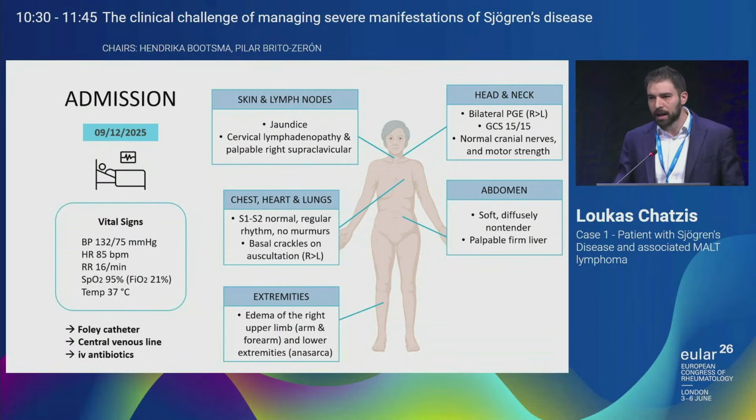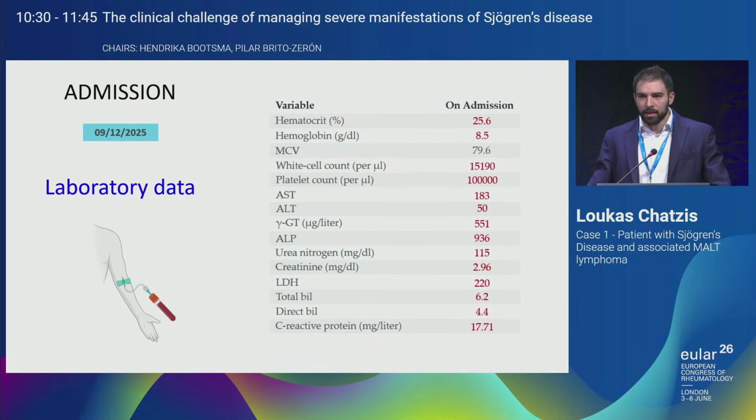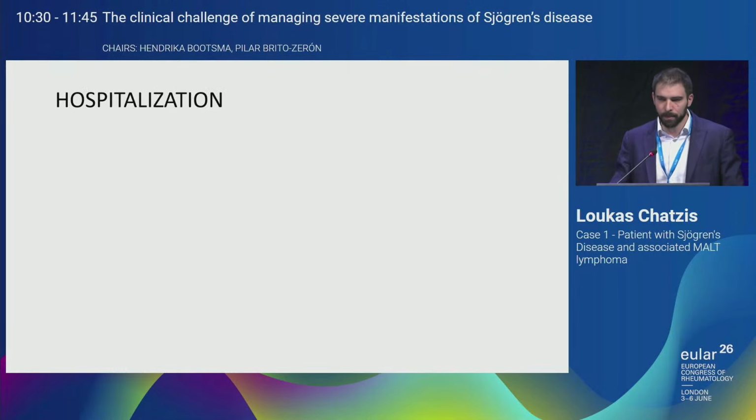She had anasarca, jaundice, and a palpable and firm liver. Laboratory investigations demonstrated severe systemic inflammation and organ dysfunction. The patient was anemic and thrombocytopenic. There was nothing of this at the previous visit. The patient had markedly increased liver enzymes, high bilirubin, and raised CRP and ESR levels.